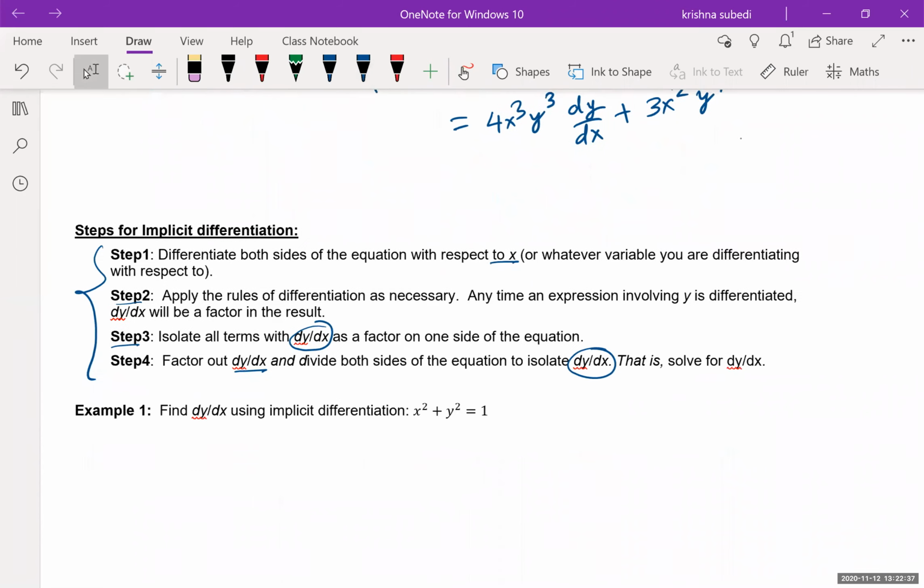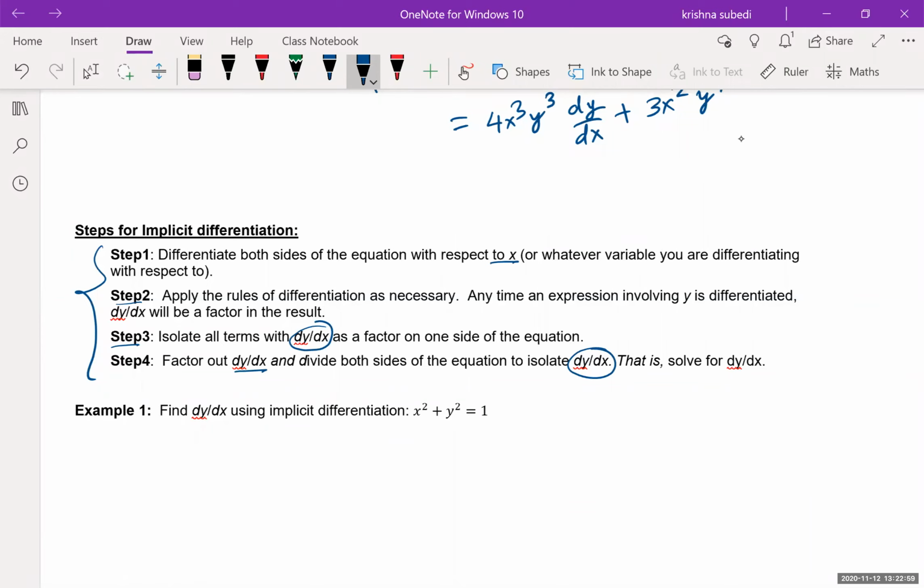So for example, we need to find dy over dx using implicit differentiation for this function: x squared plus y squared equals 1. Okay, so we are given the equation x squared plus y squared equals 1, and we want to find the derivative dy over dx.